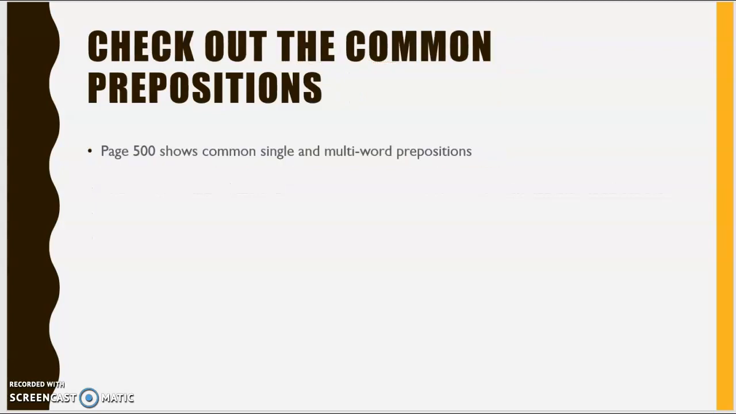Okay. Page 500 of your textbook has a list of common prepositions and common multi-word prepositions. You might want to put a paperclip there or a sticky note or something that you can use as a reference.